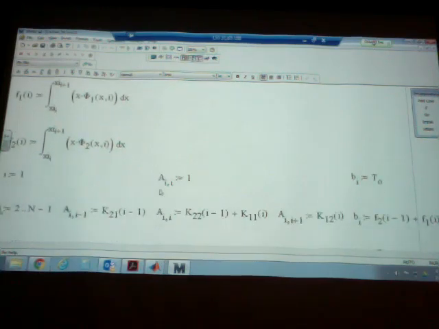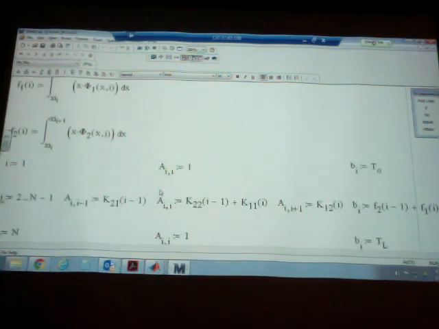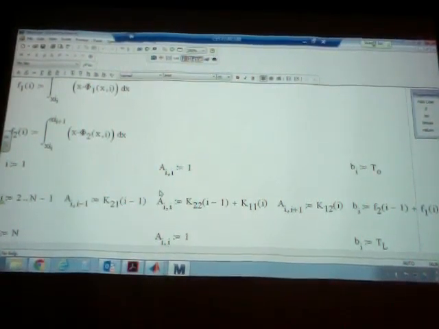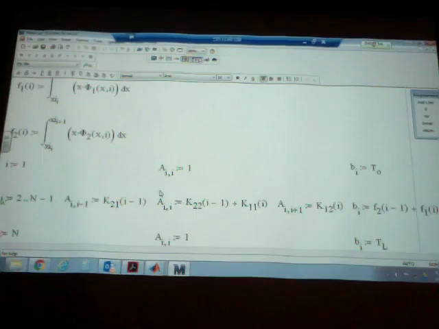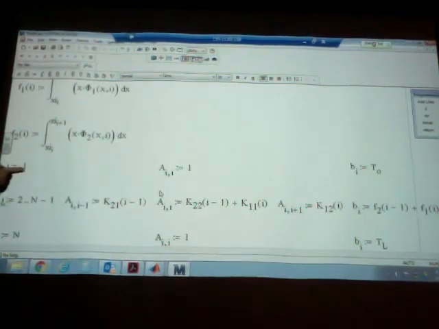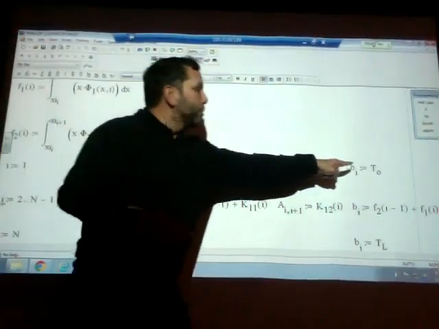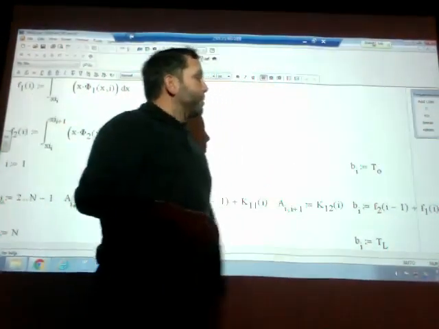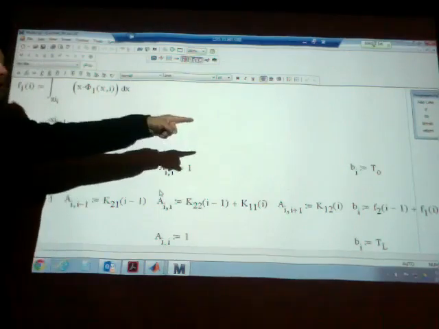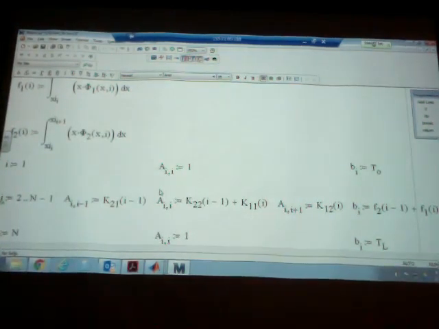And now we just simply assemble the nodal equations. The first element of the matrix A, this is the global nodal equation that encompasses all the grid points. Row number 1 basically says that the first temperature, element 1,1, is equal to 1. That means the first temperature in the array is equal to the imposed value T0.